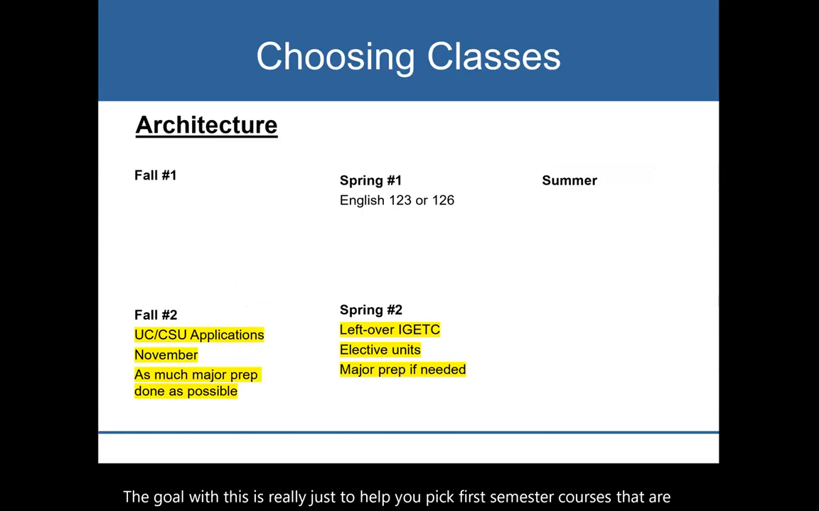So I'm going to start off with architecture, and these will be fairly in alphabetical order. I start off with your first fall, your first spring, you have your summer, and then you have your second year, your second fall, and your second spring. Ideally, and I've covered this in some of the other videos, most of your major preparation is done by the end of your final fall. It's not a requirement, but it does make your application for transfer stronger.